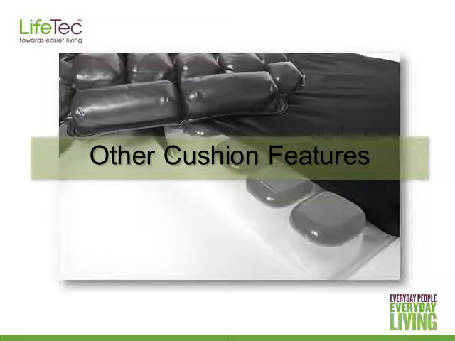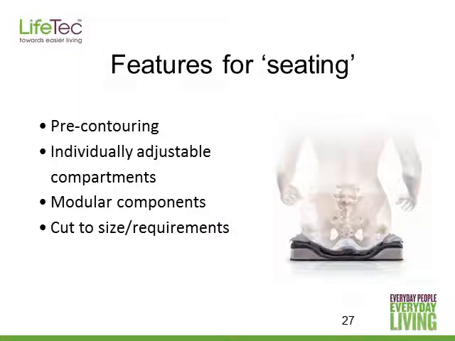Moving on from the cushion materials, I'll now talk a little bit about some of the other cushion features you may need to consider. Many cushions on the market have features that support positioning in addition to the pressure reduction features or materials. Some of these features may include pre-contouring. Pre-contouring is used to increase postural stability.